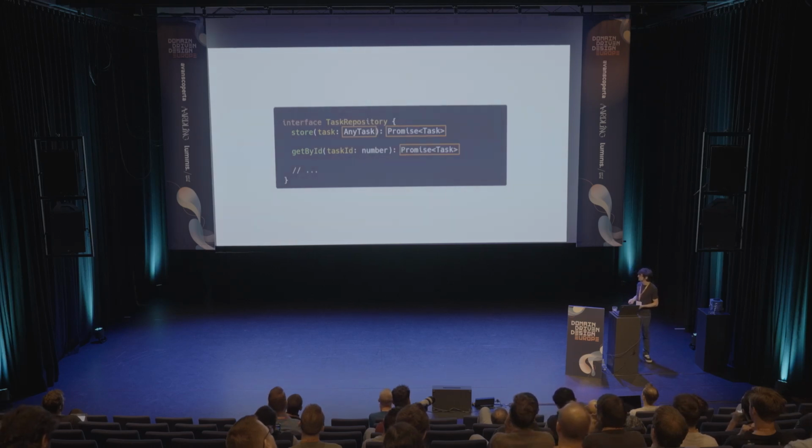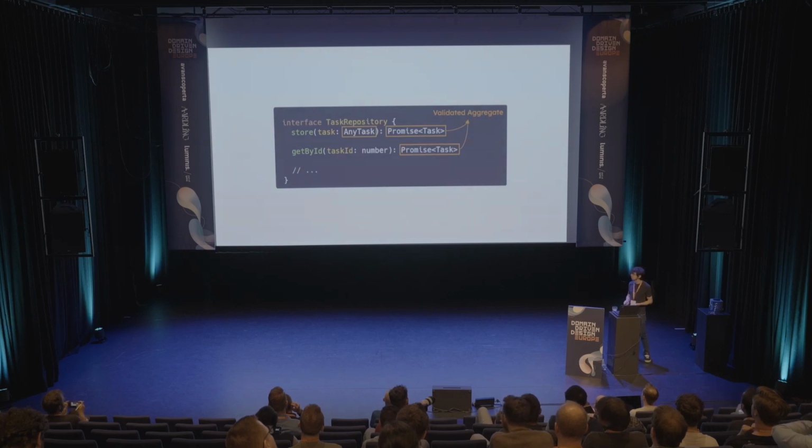And the same can be said about the getters. So if you're trying to get some task using the task ID, what you're going to get back is the validated aggregate. It's never the permissive aggregate, because the server only responds with validated aggregates. So this is the kind of interface we would use for a repository in the front end.